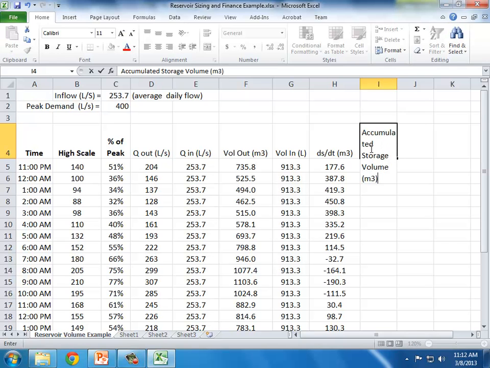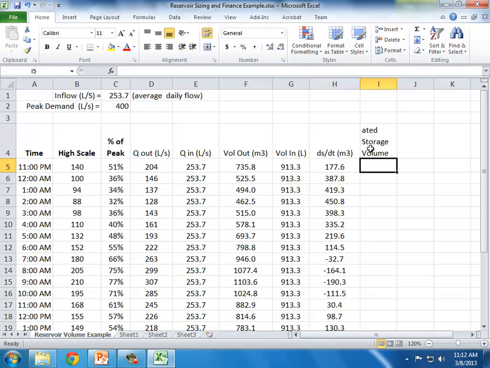And that's in cubic meters. Okay, so how much has accumulated inside the reservoir during the first hour? It's just equal to this amount. Now, at the end of this next hour, how much is in the reservoir? It is however much was in there in the previous hour plus the hour in question.